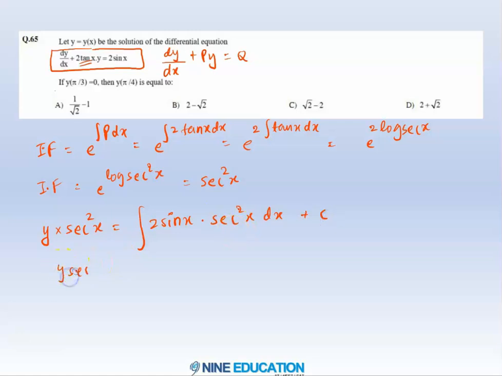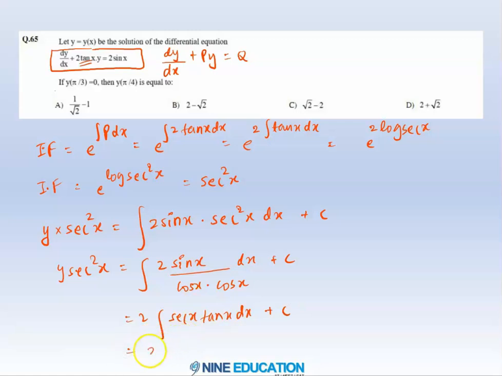So this is y secant square x, that is equal to, I can write this as 2 secant square x. If we bring in the denominator, it will become cos square x. So I can write one as cos x, another cos as separately. So sin by cos will be having tan and cos will go in the numerator, it will become secant. So secant x tan x is the thing that is remaining overall. So the integration of this is basically secant x only. So we are left with y secant square x is equal to 2 secant x plus constant c.